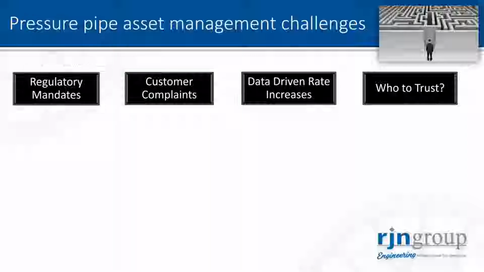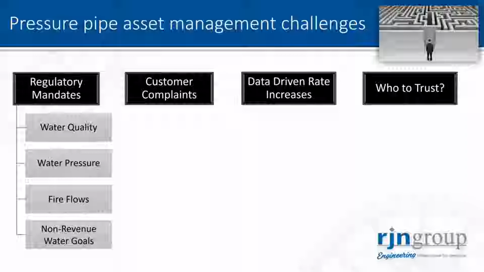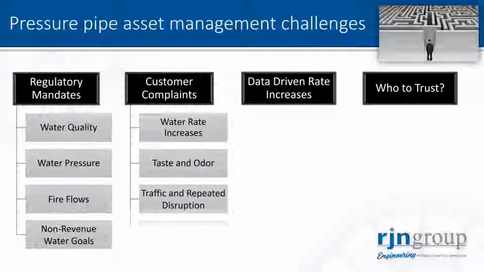The first is regulatory driven. So these are mandates for minimum water quality, water pressure, maintaining fire flows, as well as, in some states, increasing goals or requirements for addressing non-revenue water. The second one is customer complaints. Sometimes we get complaints from customers as the water rates are increased, and being able to make sure that's data driven and justified. We have customer complaints about taste and odor, traffic due to inspection or replacement work, and sometimes repeated disruption if the same street gets shut down year after year due to repeated failures.